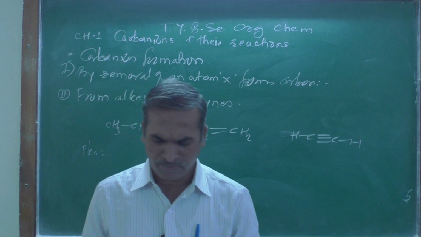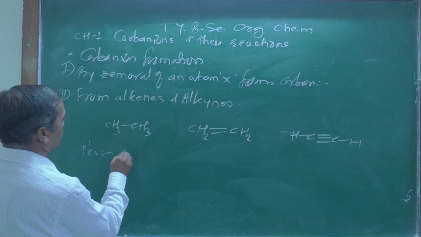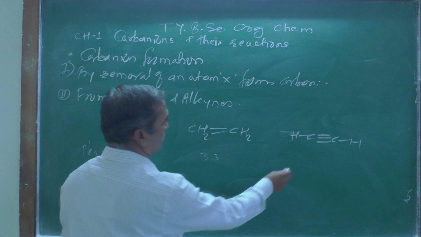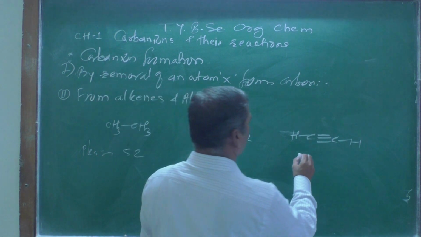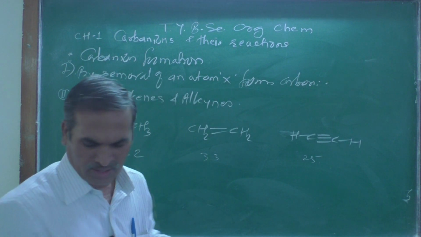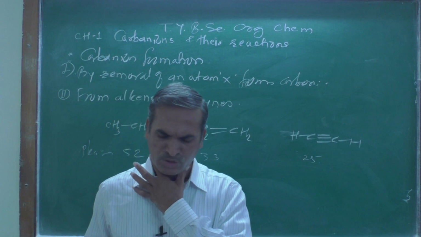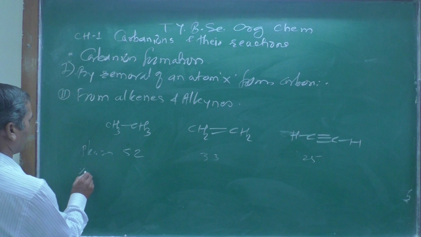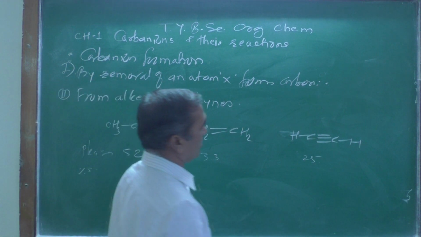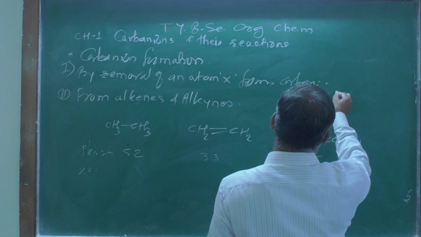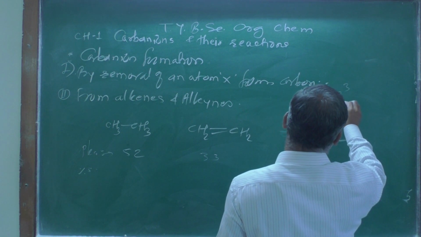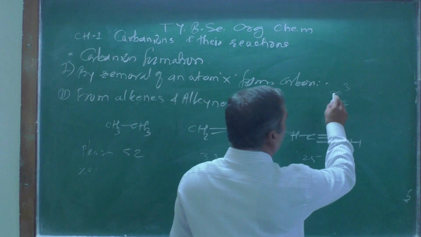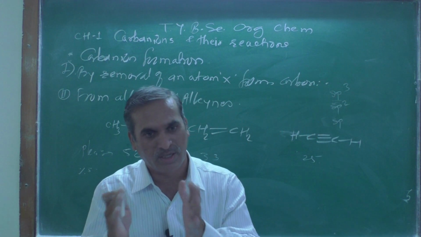There you remember, the pKa values are found to be 50, I think 53, 52, then 33, and here the pKa value is found to be 25. So these are the pKa values of those. And if you calculate the percentage of s character, as we know there are sp3 hybridization, sp2 hybridization, and sp hybridization, right?